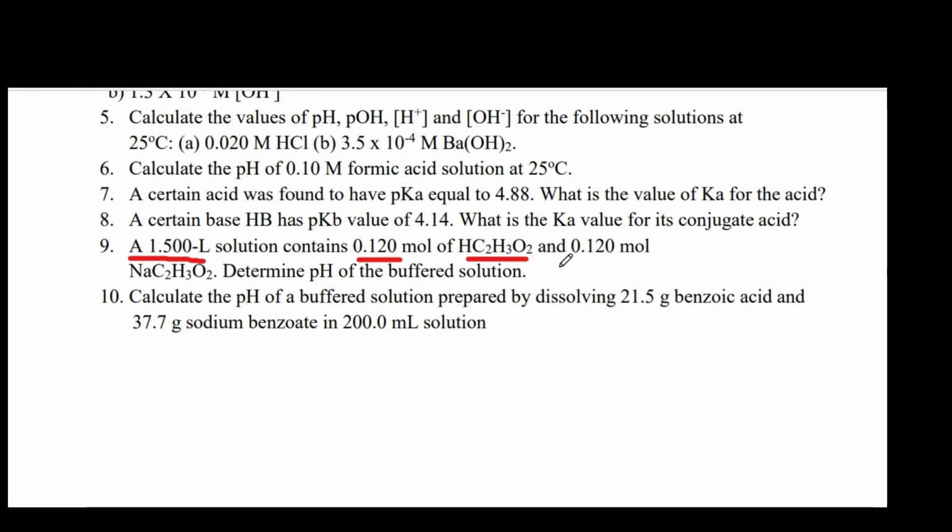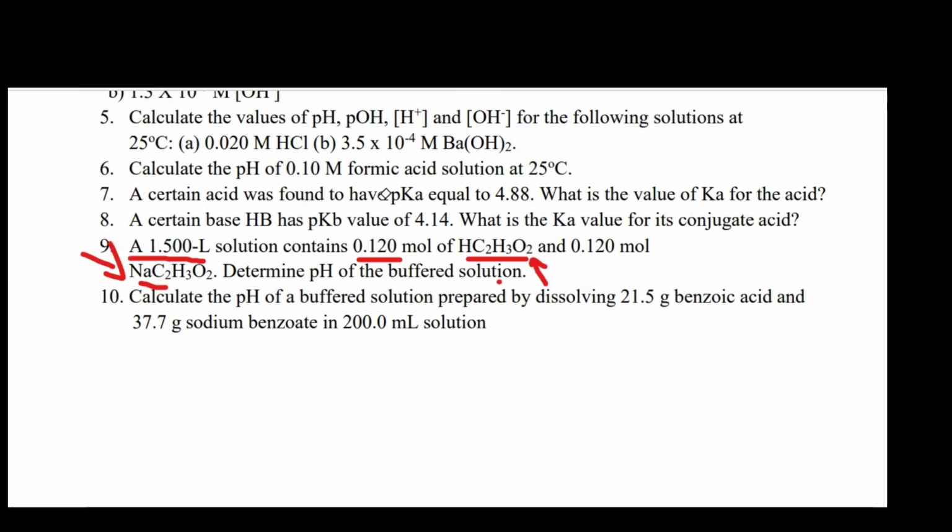And then they're saying 0.12 moles of that, and then again 0.12 moles of that, okay? So this is sodium acetate. And then they're saying determine the pH of the buffered solution. Okay, so you have to know that a buffer solution is simply a mixture of a weak acid with its conjugate base, or a weak base with its conjugate acid, okay? So in this case, we've been given acetic acid with its conjugate base, which is sodium acetate, okay?